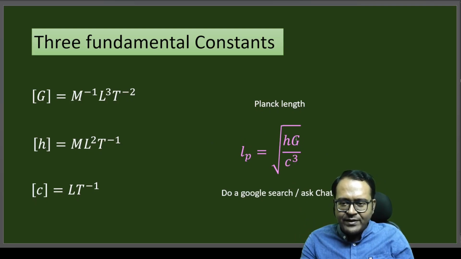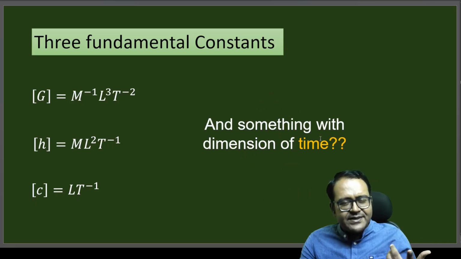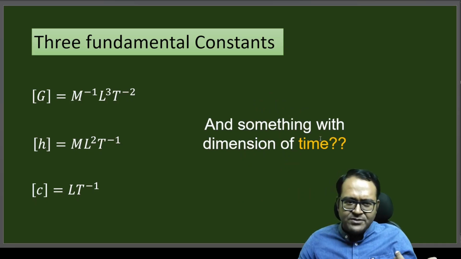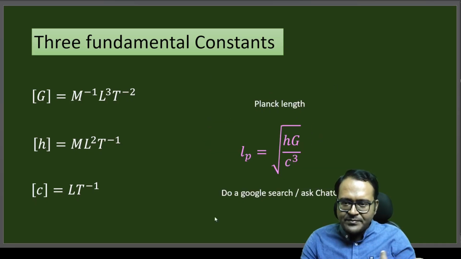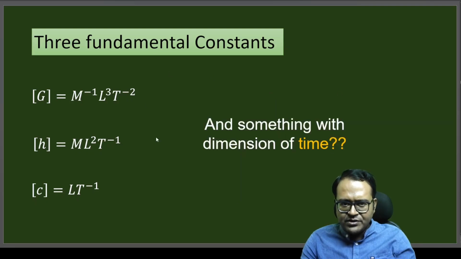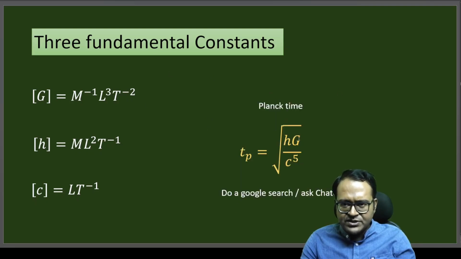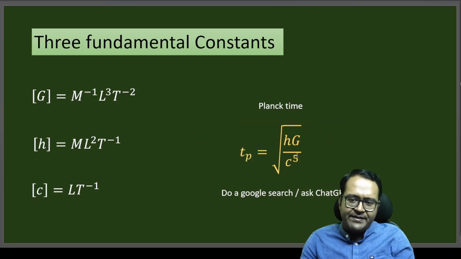You know the value of these constants. So do it. What is the numerical value? And what is the significance of this Planck length? And can we create something with dimension of time? Sure. We could have calculated something with dimension of length. We can surely calculate with dimension of time, which is essentially hg by c to the power 5.